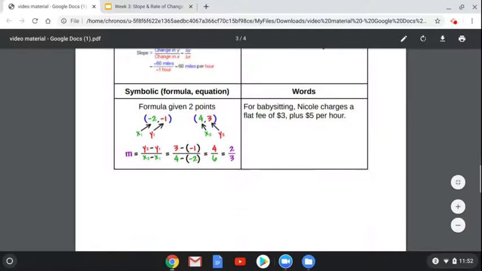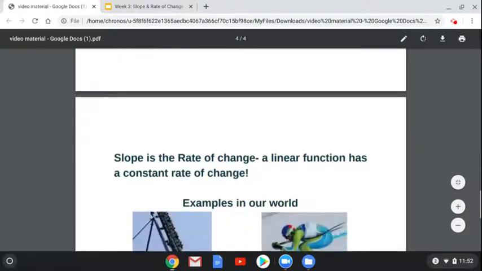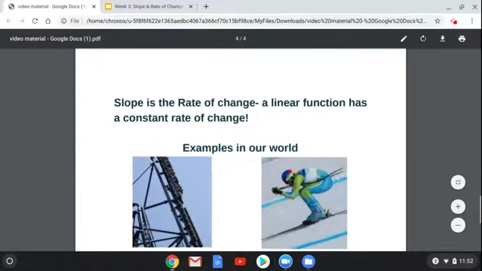And so as far as a synonym, slope is also called the constant rate of change. So slope and rate of change are synonyms for each other.